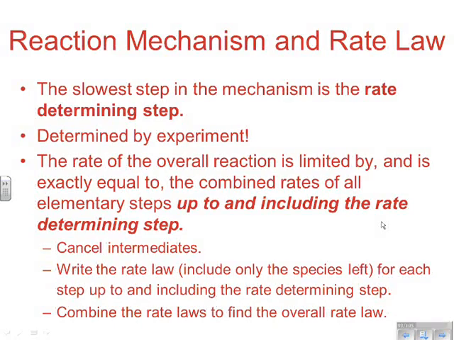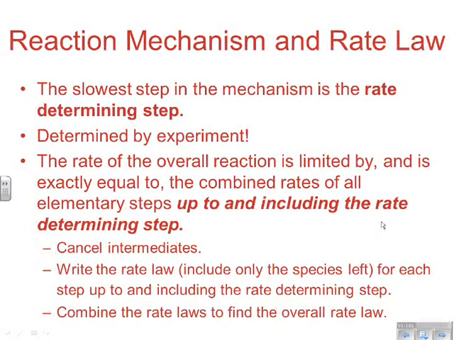Now with this technique, what you're going to be doing is a real simplified version of this idea, but it works in the vast majority of cases you're going to run into on the AP test, and it's so much easier than the substitution method. So underline where the slow step is. And the first thing you're going to do is cancel your intermediates, because the intermediates that appear in there aren't going to be a part of your overall mechanism.